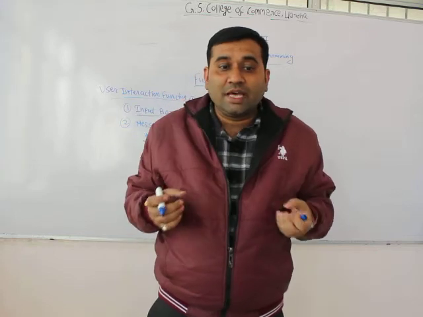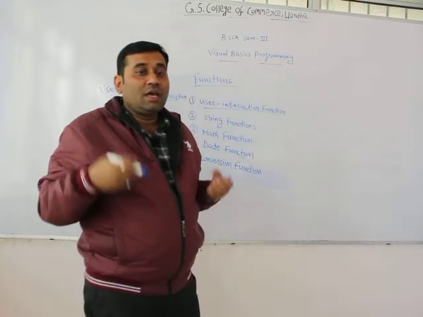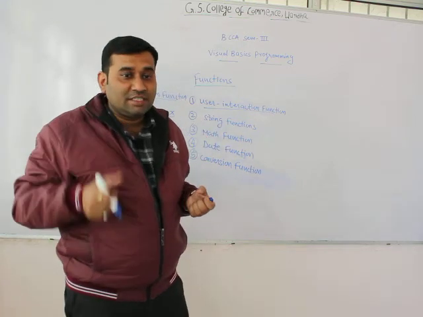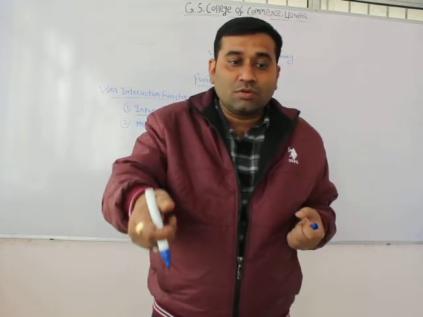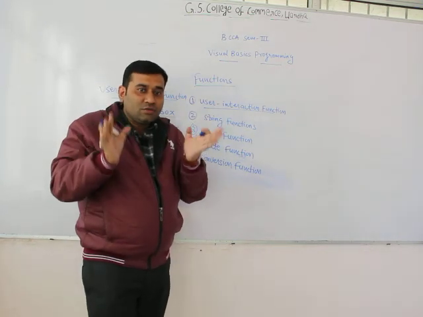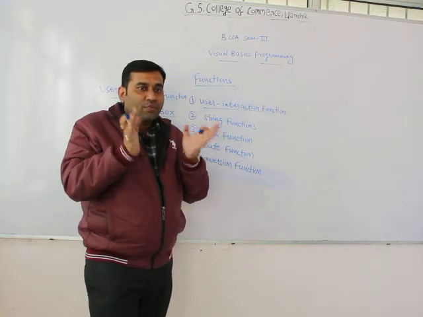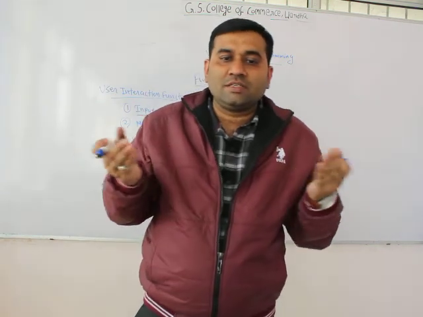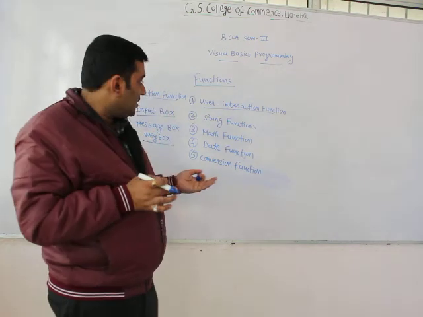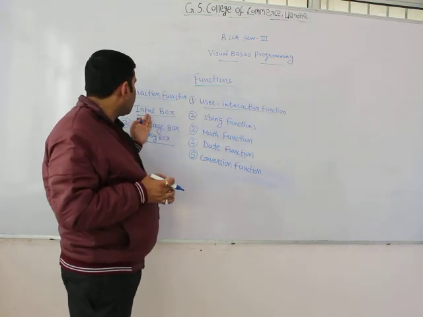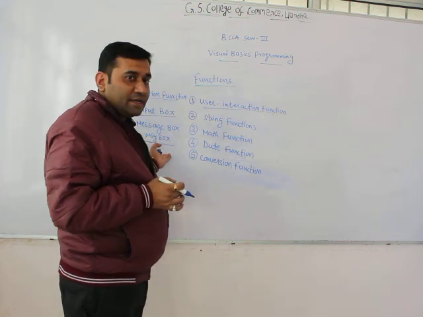These types of messages are given to the user, and when you click on OK, the message box is closed. Message boxes are used in the application to provide different types of messages: warning message, confirmation message, and error message. There are two types of user interaction function: input box and message box.